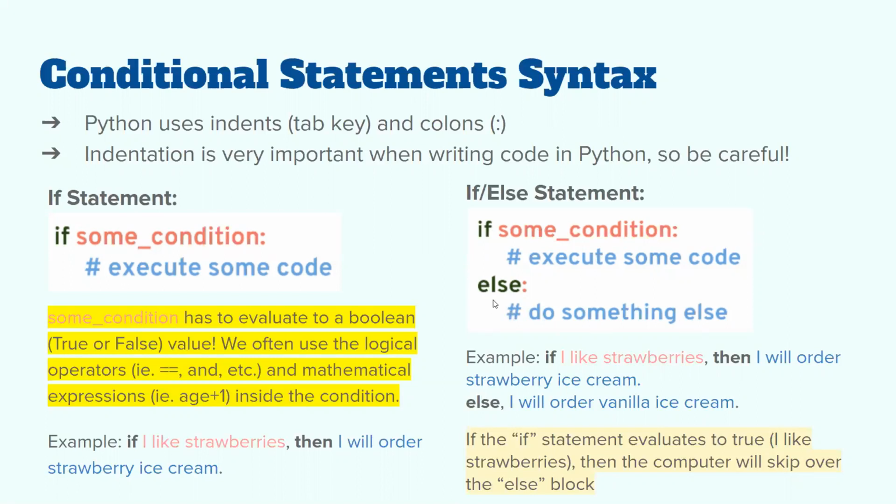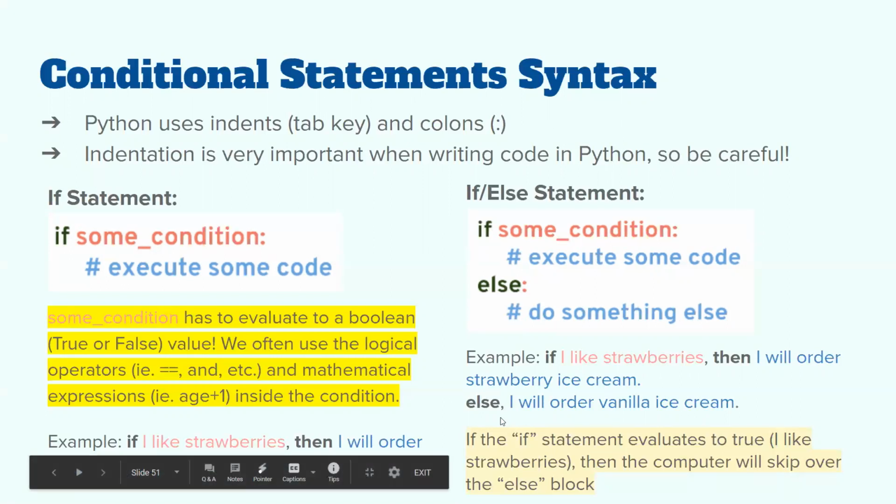And for else, you have to remember nothing is checked. There's no condition inside the else. It's just simply if the if above it is false, then the else is executed. So that's pretty much it. And also one thing to remember, if the if statement is true, then the else is skipped. So it's not looked at all.